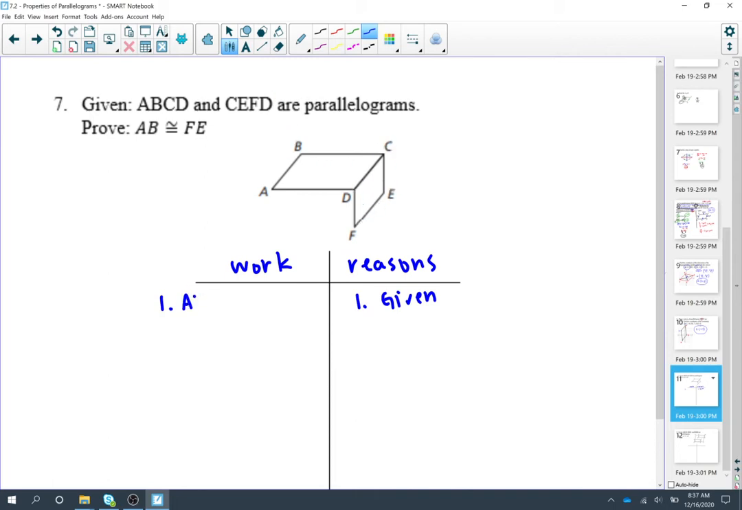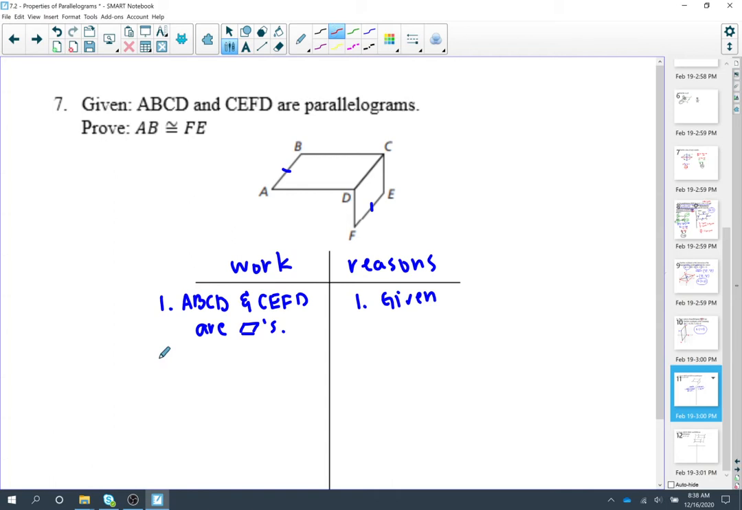So ABCD and CEFD are, and I'm going to be lazy here and put parallelograms. And the symbol for parallelograms is just a little parallelogram. Now, what we need to prove is that AB, so right here, is congruent to FE, which is over there. Pause the video, take a minute, see if you can do it, and then come back.